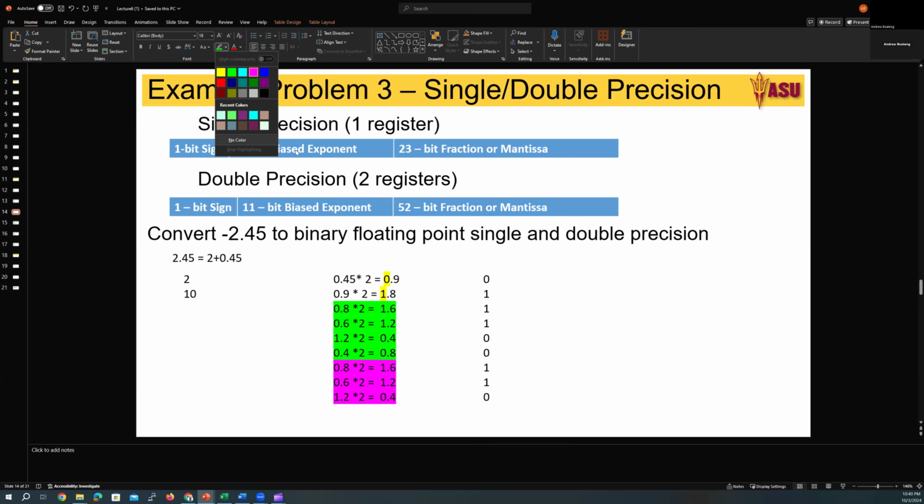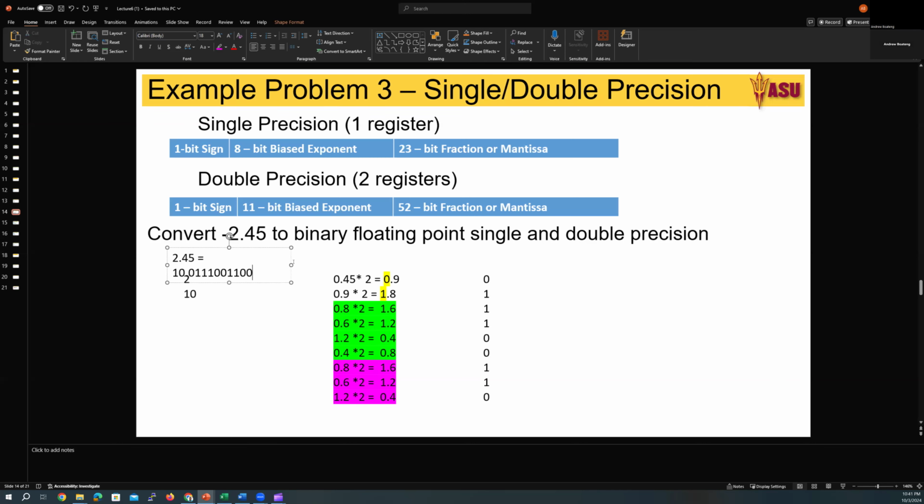So this part repeats, so we know that we can stop and write it in the form. Let me delete this part. So 2.45 is going to be, the 2 part is 10, and point, 0.011100110. Here, we got it from here, 0.111001110.